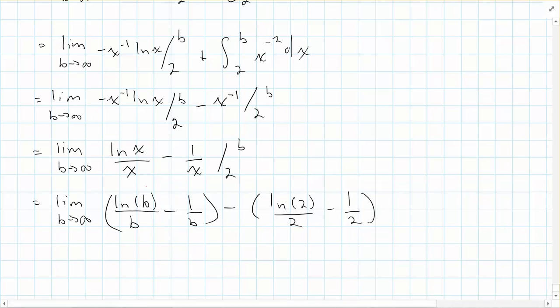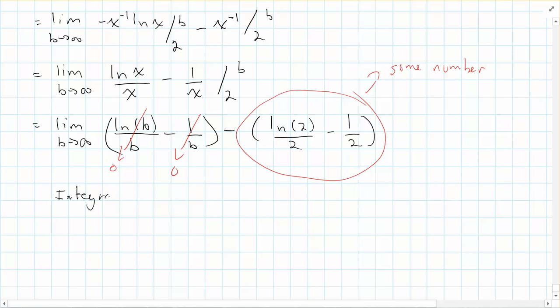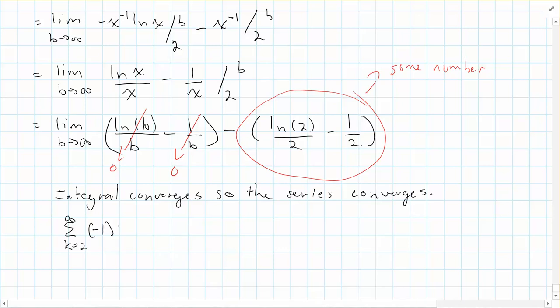But let's think about this for a second. These go to 0. And this, I'm not even going to bother computing it. I'd want you to compute it on the exam, but this is just some number. So what do we get here? Well, we get that the integral converges. So the series converges. But now let's remember what was the original thing. So what we have here ultimately is that the original series that we were looking at converges absolutely.